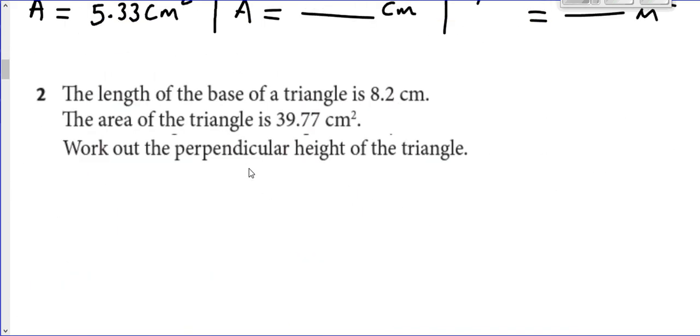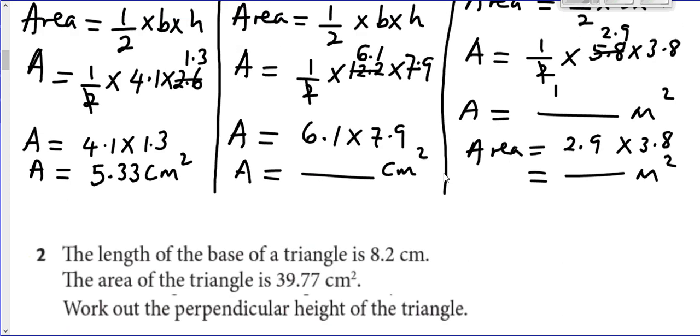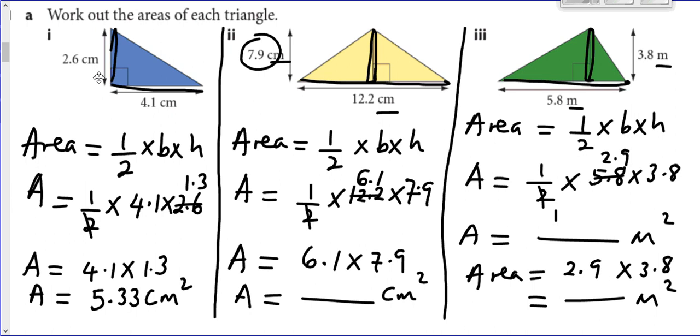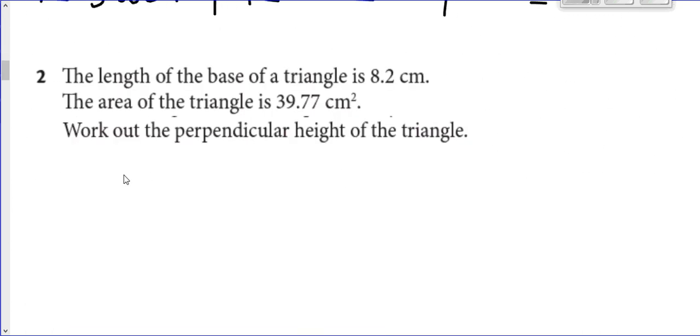You can pause the video over here and try to take some notes, but otherwise let me push to the next question. Question number 2. This is a word problem. You are given that the length of the base, so this is your base, the length of the base, B, is 8.2 centimeters. So this is the base.